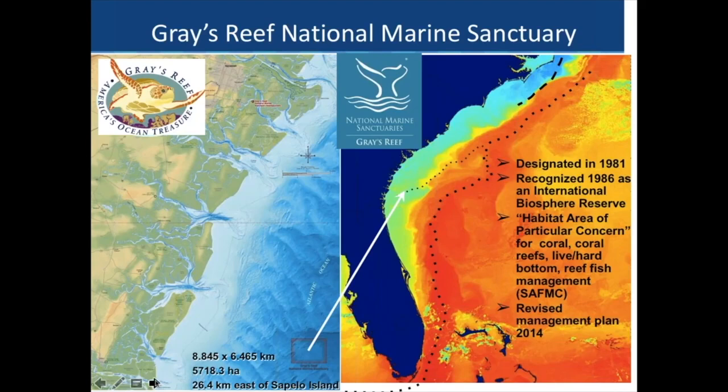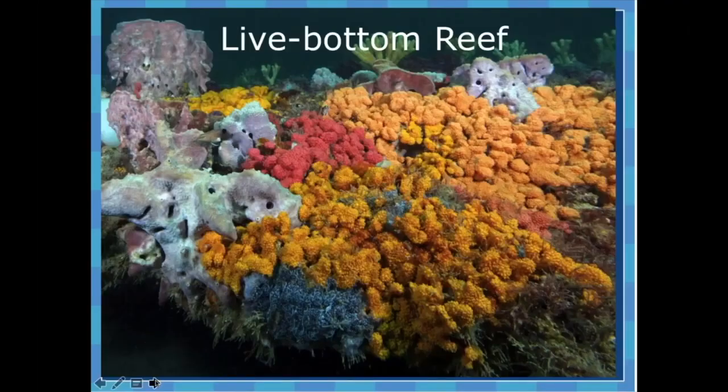especially compared to some of the protected areas, the sanctuaries out here on the West Coast. It's pretty small, 8 by 6 kilometers. And Gray's Reef really protects this beautifully diverse live bottom reef. You'll see here there's just a carpet of sponges and tunicates, a very high rugosity surface for fish and sea turtles and all kinds of marine organisms. And so it's very important but patchy habitat off the coast of Georgia.